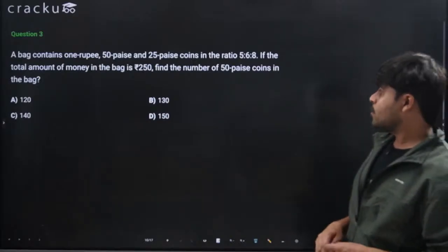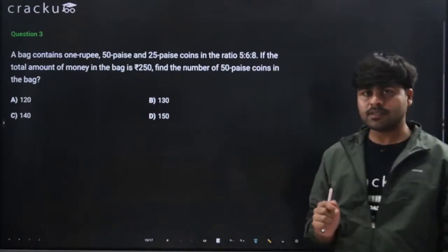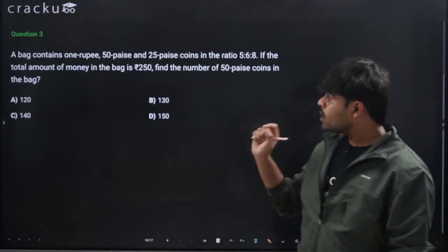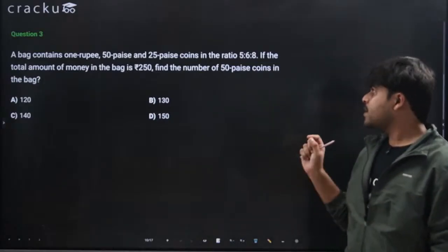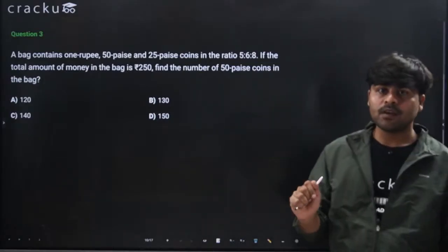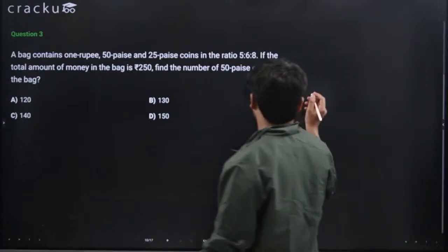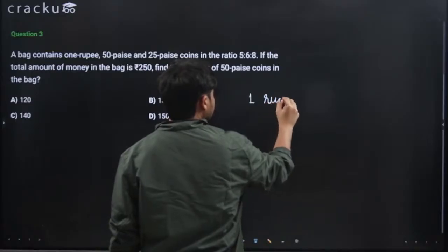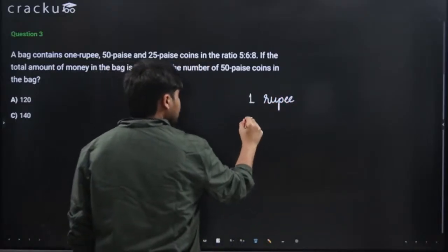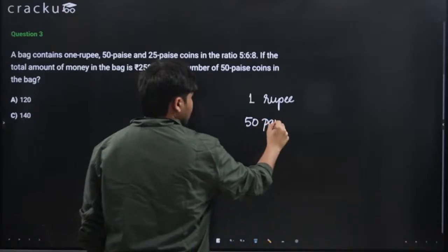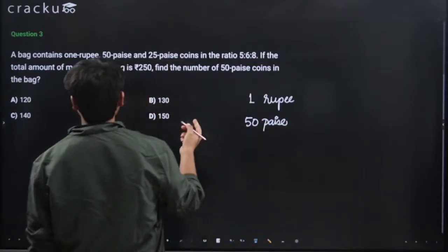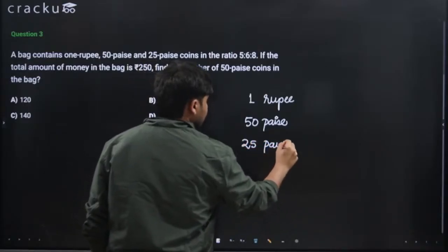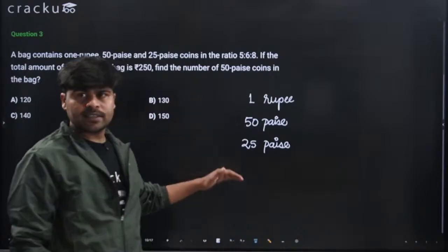A bag contains 1 rupee, 50 paise and 25 paise coins in the ratio 5:6:8. If the total amount of money in the bag is 250 rupees, find the number of 50 paise coins in the bag. So we have 3 kinds of coins. We have 1 rupee coins, then 50 paise coins, and we also have 25 paise coins. So these are the types of coins that we have.